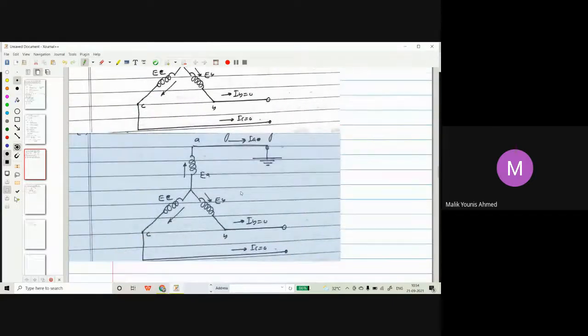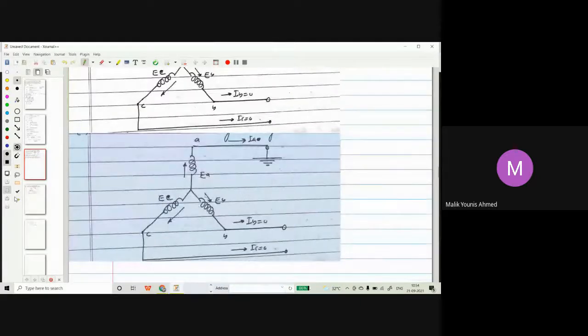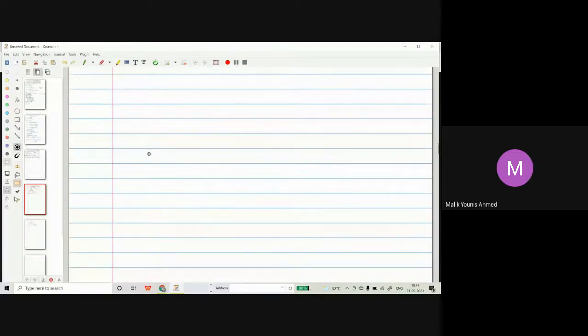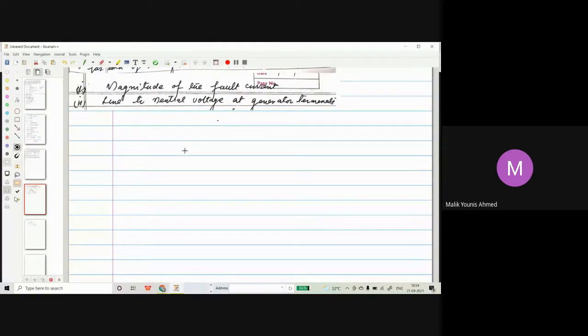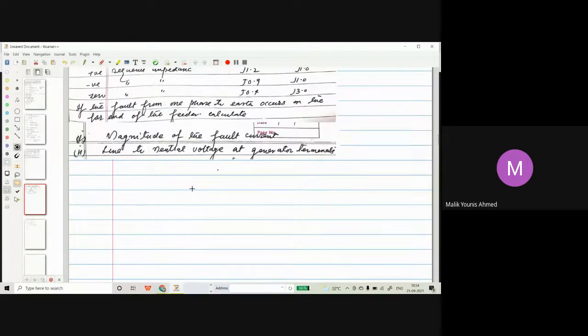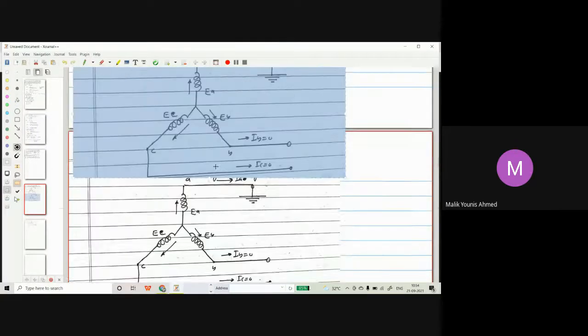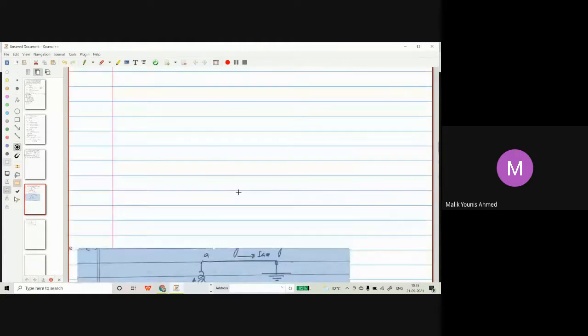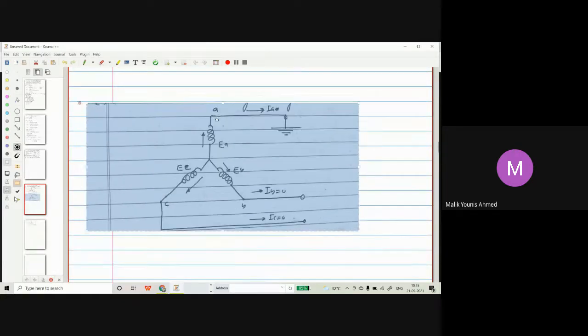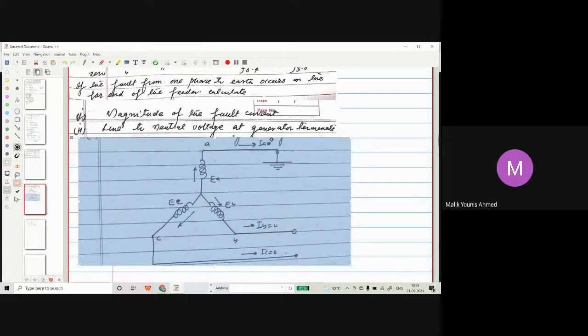Let me copy this diagram. Okay, I have done it here. Let me bring it here. Copy and paste. Okay, now here you can write calculate.